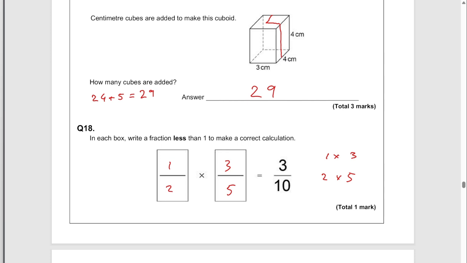Other possibilities here, two numbers that multiply to make 10 could have been 10 and 1. So could I make that work? I couldn't make that work. Because 1 over 1 is bigger than 1, well, is not less than 1, it's equal to 1, and 3 over 1. So that's my only combination.